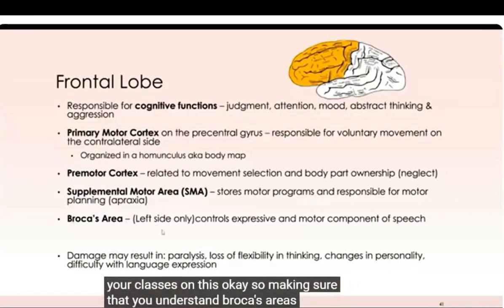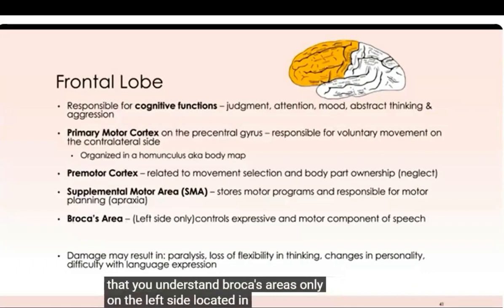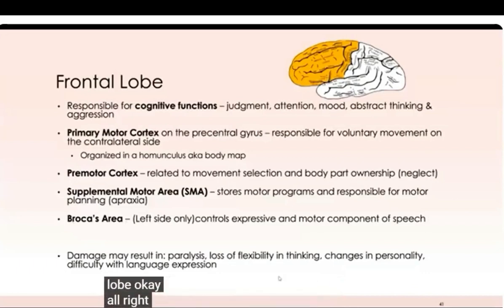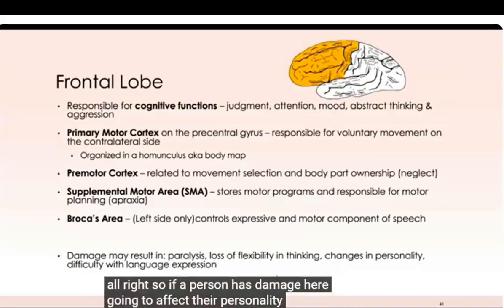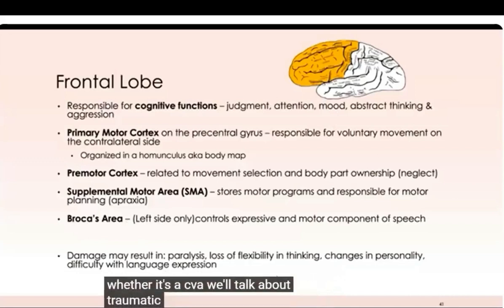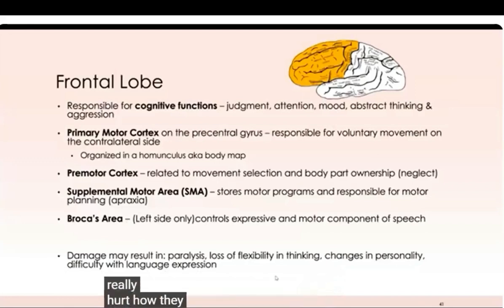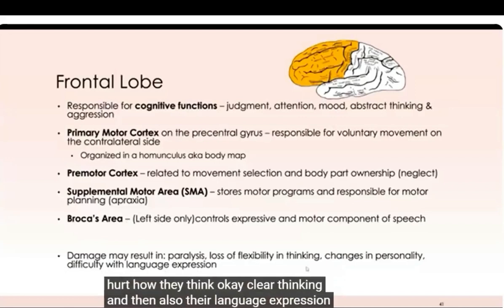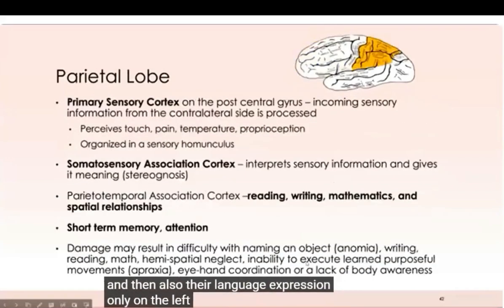Making sure that you understand Broca's area is only on the left side, located in the frontal lobe. If a person has damage here, it's going to affect their personality, who they are, whether it's a CVA, or we'll talk about traumatic brain injuries. It can really hurt how they think, clear thinking, and also their language expression, only if there's damage on the left side.